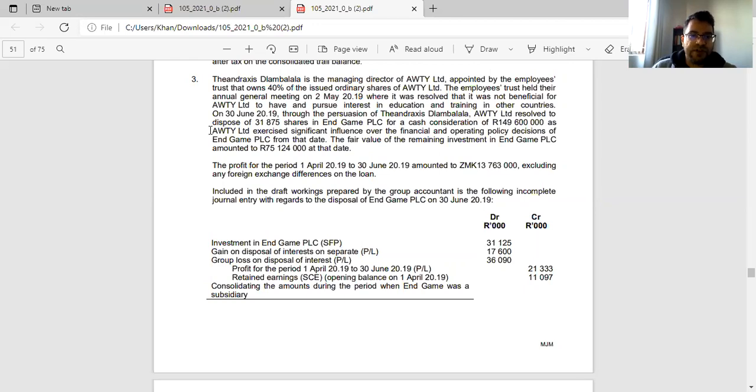Again, on disposal of interest on separate, we have 17.6. Then we have group loss on disposal, they have 36 million. Then they say profit for the period, 1 April to 30th June is 21.33. And then retained earnings, the opening balance on 1 April, is 11,097. Okay, so they're saying consolidating the amounts during the period when Endgame was a subsidiary.